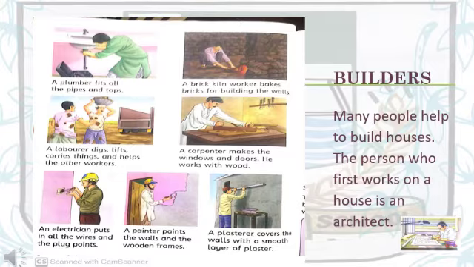A bricklayer works with the bricks and builds the walls. A carpenter makes the windows and doors. He works with wood. An electrician puts in all the wires and the plug points. A painter paints the walls and the wooden frames. A plasterer covers the walls with a smooth layer of plaster.